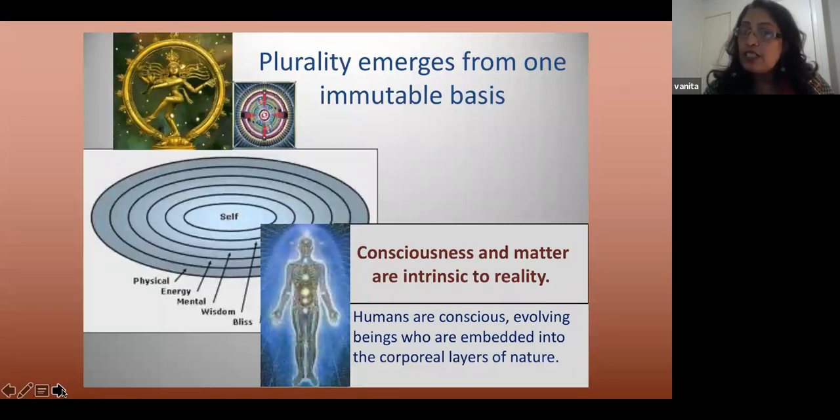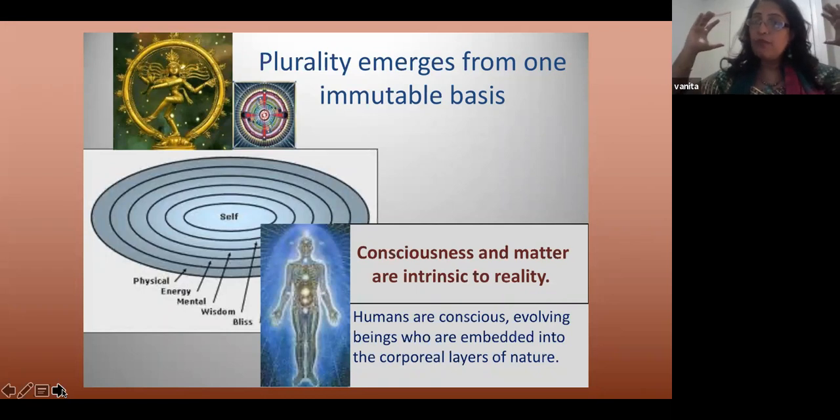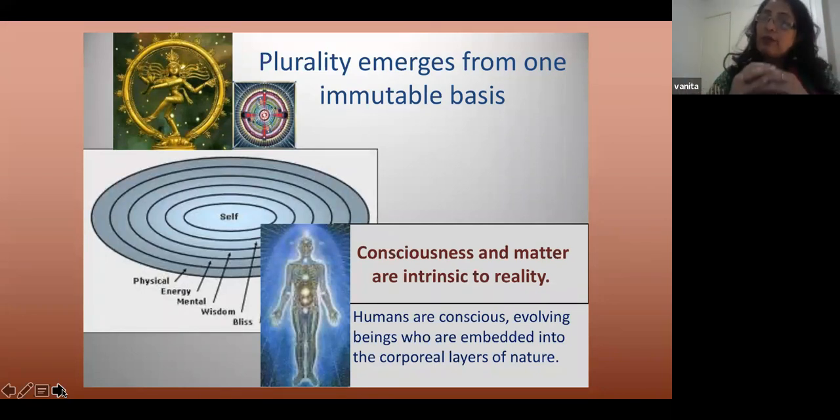So consciousness and matter are intrinsic to reality. When you look at the body as a whole, that's what it shows in these slides: the physical, energy, mental, wisdom, bliss, and the self. There is a unified field around us, and we just come to the center point when we look at the pulse or do the pulse analysis.